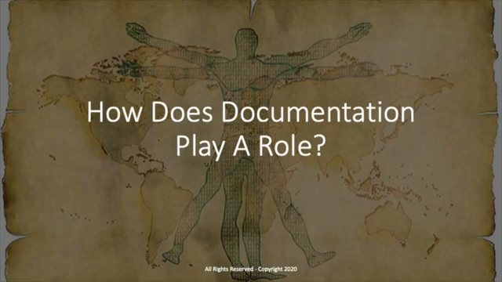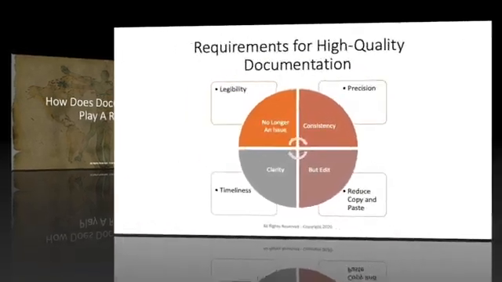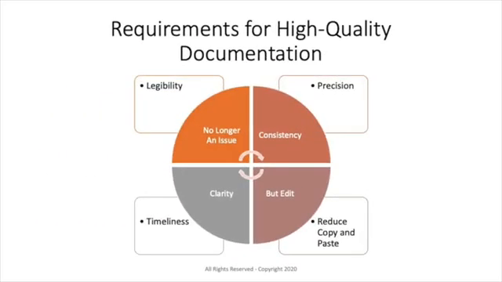There are a number of requirements for high quality documentation, but the four key ones are legibility, which really is no longer an issue. Number two, precision and consistency. Need to tell the story and need to tell it accurately. The third one is timeliness and clarity. Documentation needs to be present in a timely manner, and it needs to be clear. It needs to be totally understood as to how the patient's story is being told.